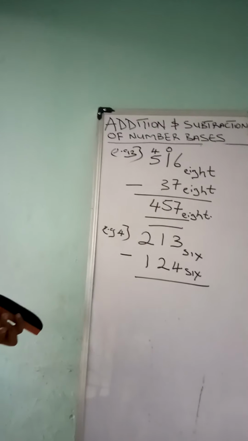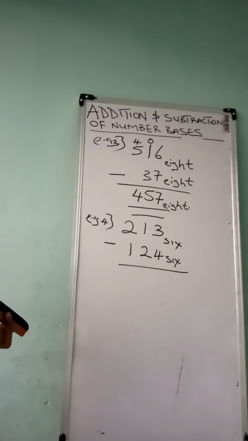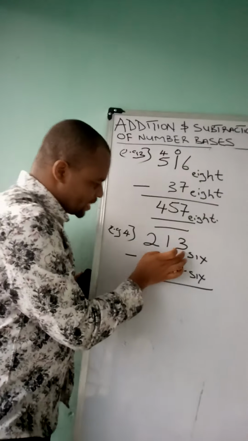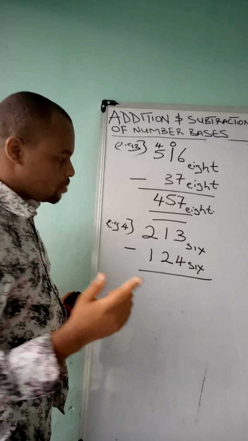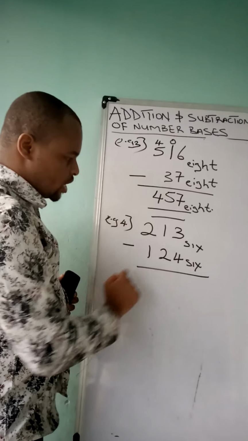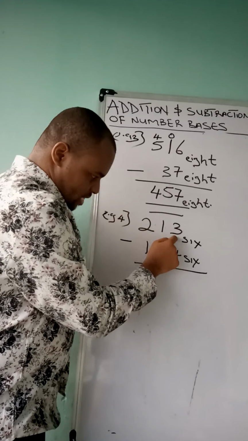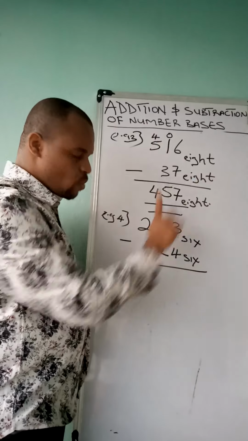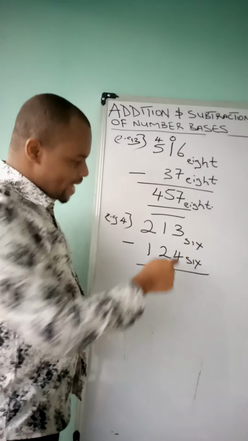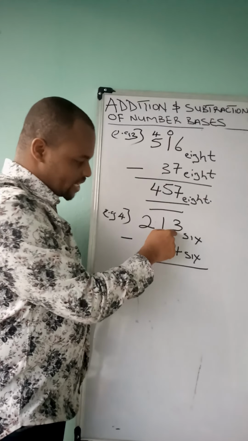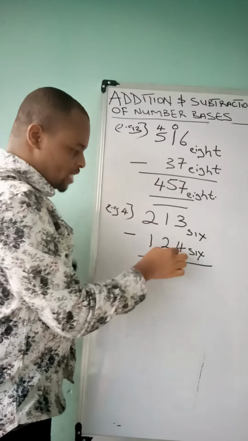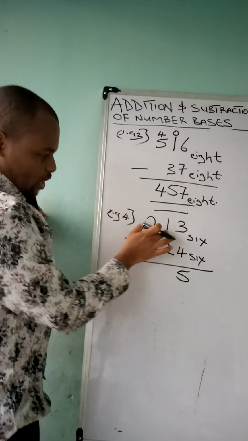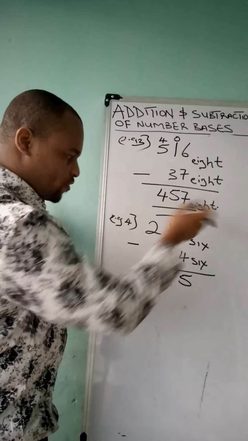Alright, we are given 213 in base 6 minus 124 in base 6. We are working in base 6 now. 3 minus 4, it is not possible because 3 is less than 4. So I need to borrow this 1 to put here. I am working in base what? Base 6. If I borrow that 1 automatically becomes 6. I add that 6 to 3. 6 plus 3 is what? 9. 9 minus 4 gives me what? 5.